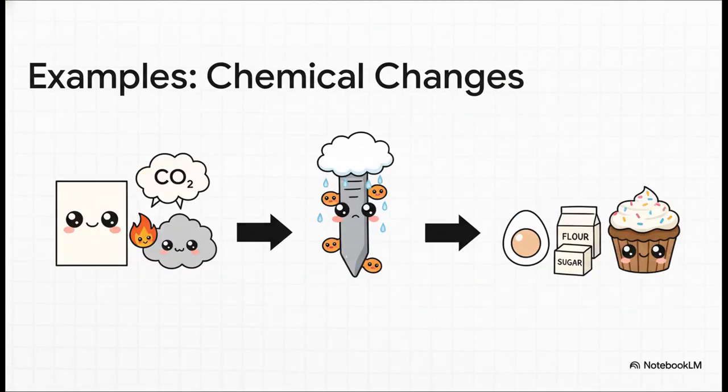But what if you burn that paper? Well, you can't unburn it. You've created totally new things. Ash, carbon dioxide, water vapor. That, my friends, is a chemical change. Rusting iron, baking a cake, these are all examples where the original ingredients are completely transformed into something new.